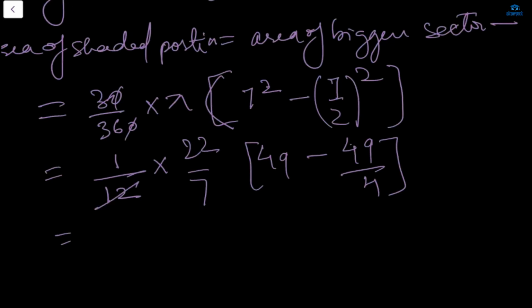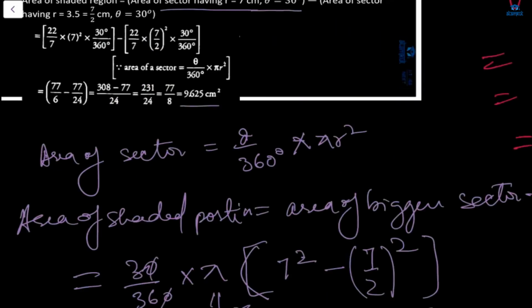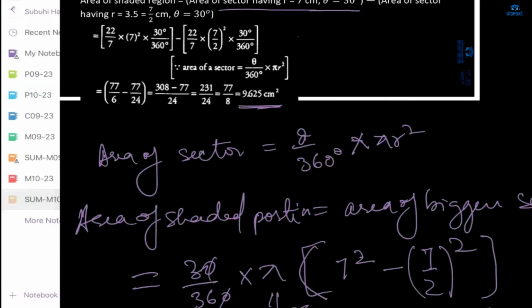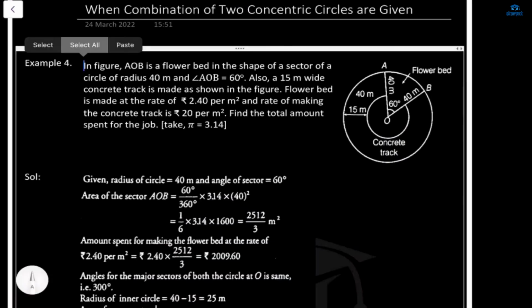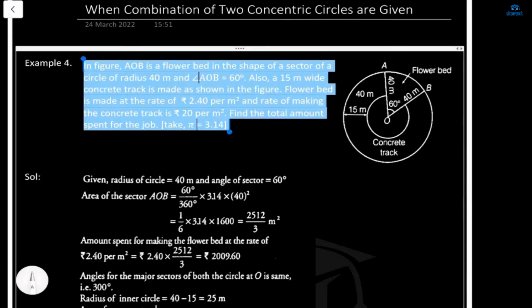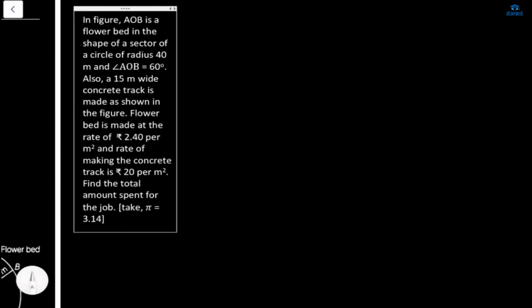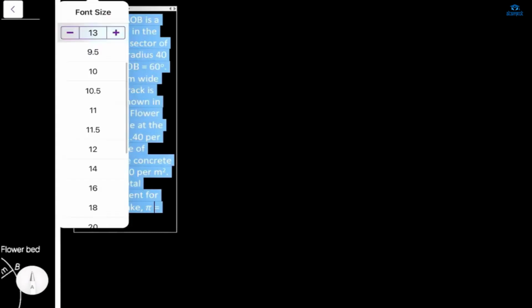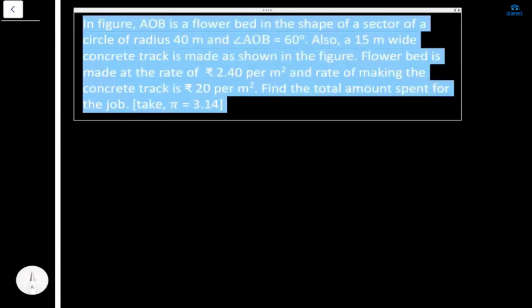Cancel here, and then you have to multiply and cancel here also. 11 by 7 into 49 minus 49 by 4. After this, you'll get the final area. Now one complete concentric circle you can see here. Here is your question. Any doubts, Safiya and Rudronial? You don't respond, so I don't know whether you understood or not. Very good.